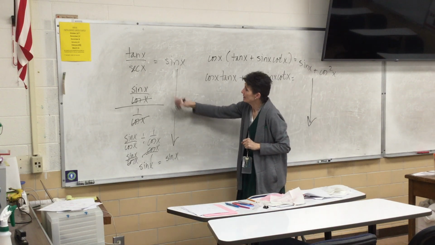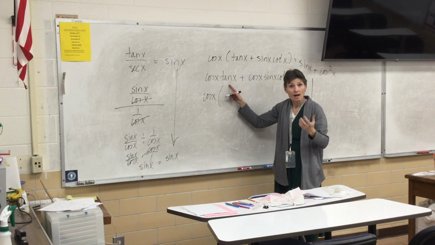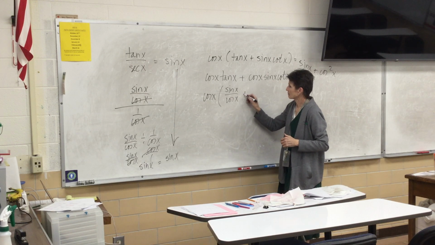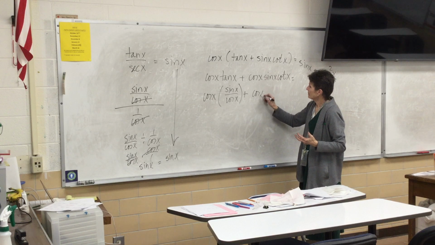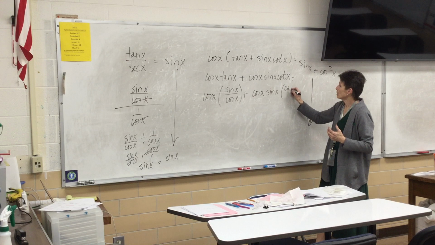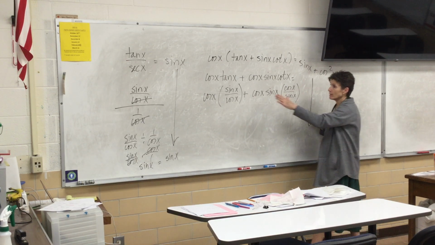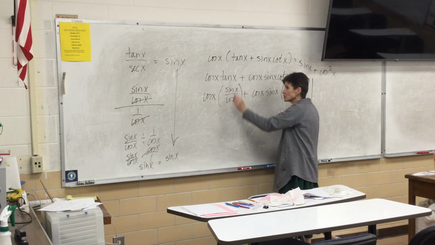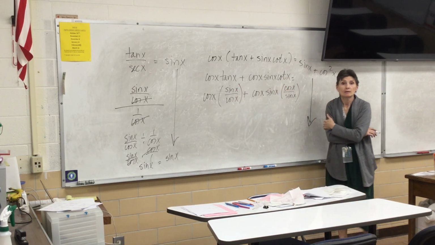Now let's do what we did over here. Tangent is sine over cosine, and cosine is cosine, sine is sine, but cotangent is cosine over sine. So in other words, I left my cosines and sines alone, but I changed tangent into sine over cosine, and I changed cotangent into cosine over sine.